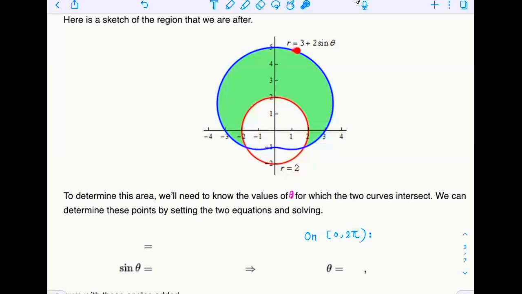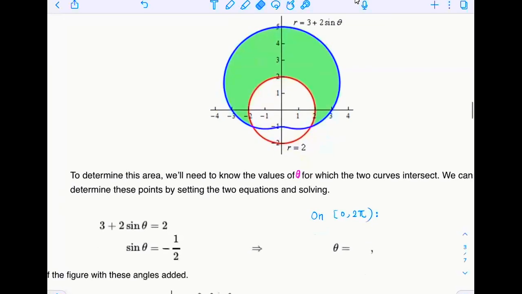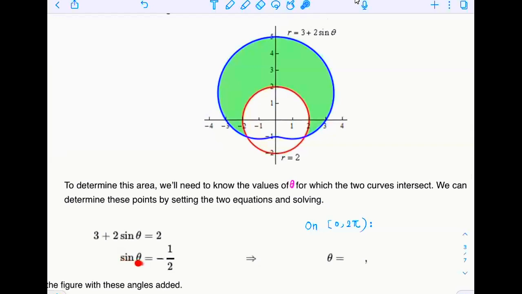When we set this equal to this, you have 2 equals 3 plus 2 sine theta. So we're going to solve the equation 2 equals 3 plus 2 sine theta. And then we get sine theta is -1/2. On 0 to 2 pi, what are those angles? Sine theta equals -1/2, what does theta equal? Anyone?